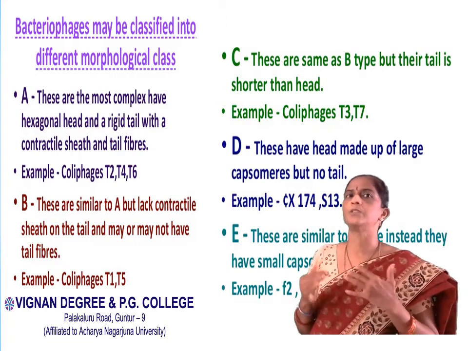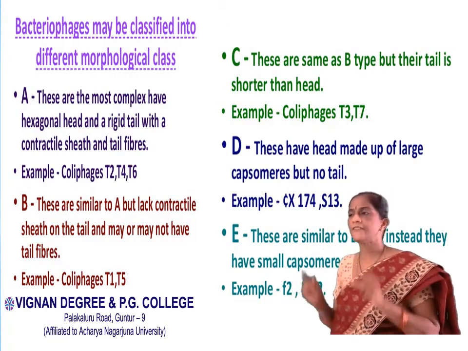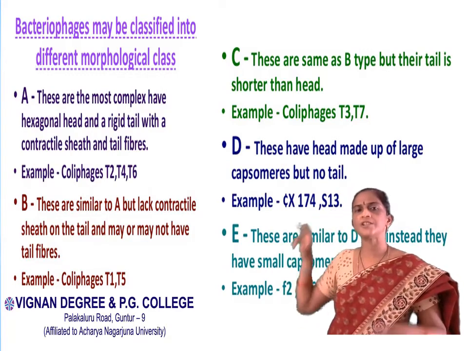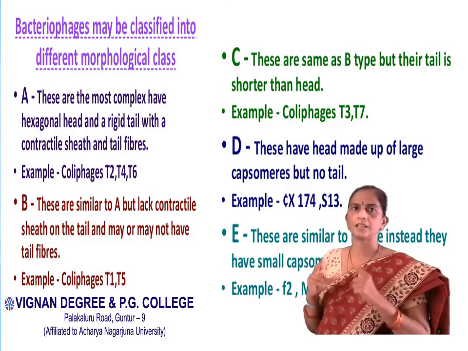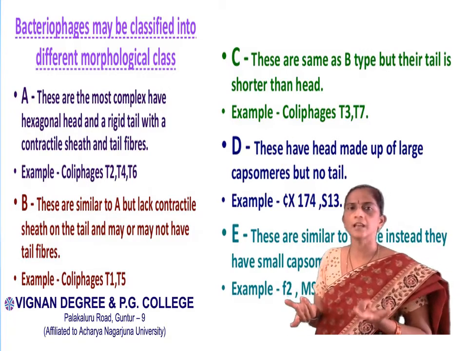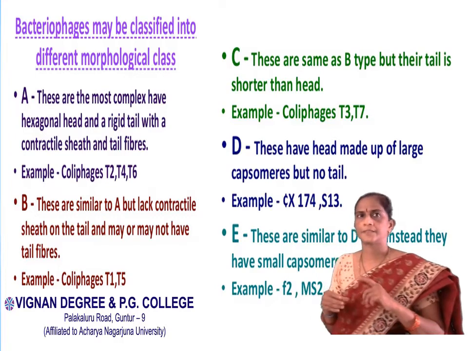These are similar to D type, but instead they have small capsomeres. Capsomeres are the proteinaceous layer present in the bacteriophage. Example: MS2. This is used in the study of replication mechanisms.